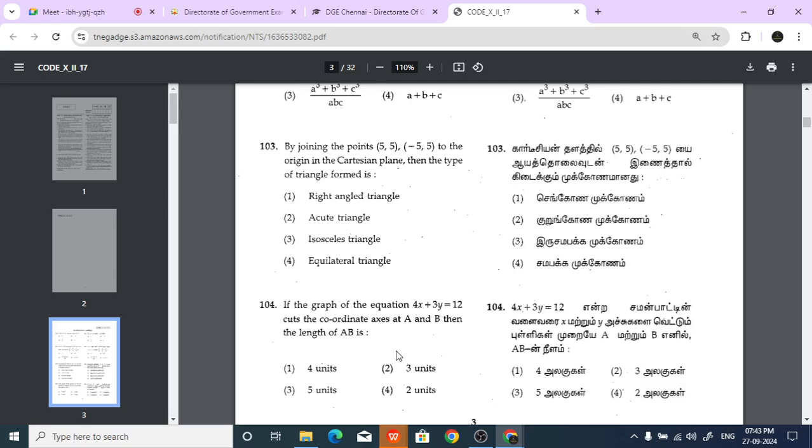If the graph of the equation 4x + 3y = 12 cuts the coordinate axes at A and B, A is on the x axis and B is on the y axis. What is the coordinate of A? Can anybody say what is the coordinate of point A? What is the coordinate of A and what is the coordinate of B? Ordinate and abscissa. No, I'm asking what is the coordinate of A?